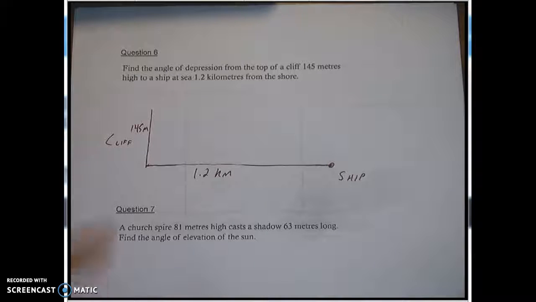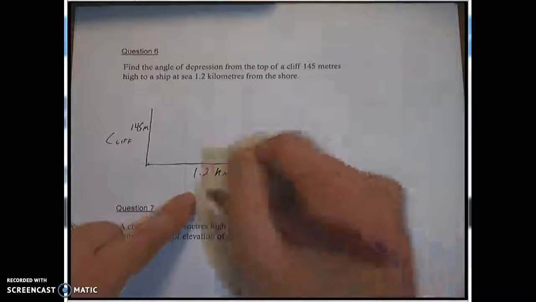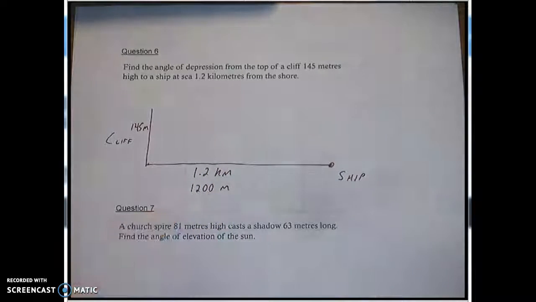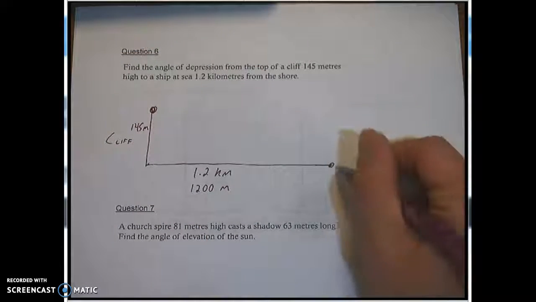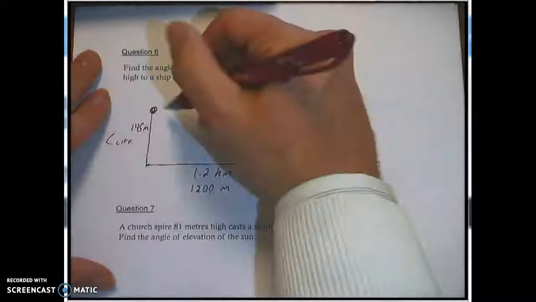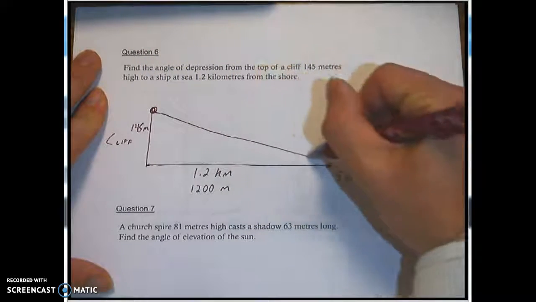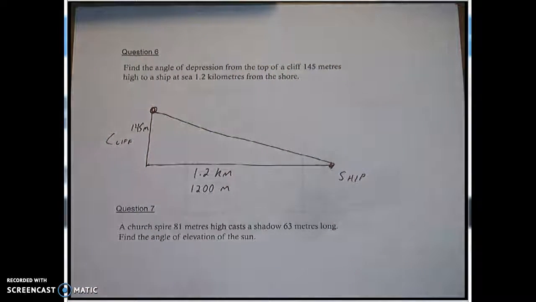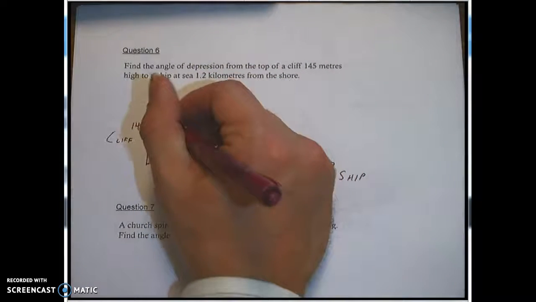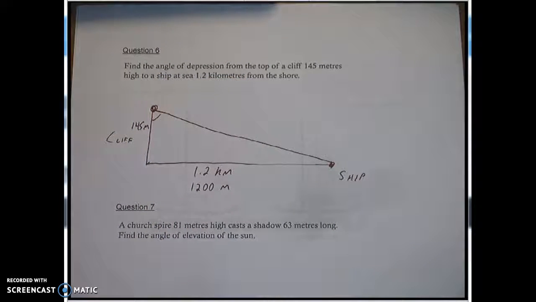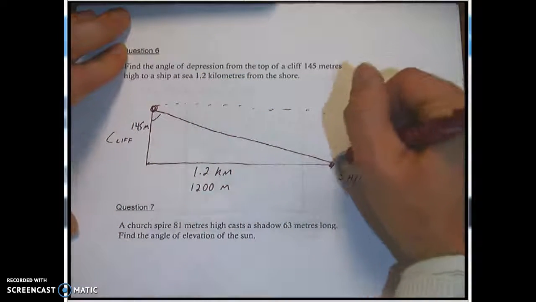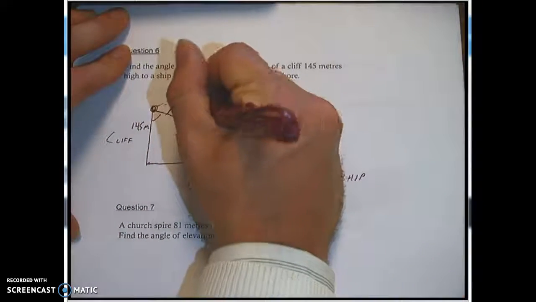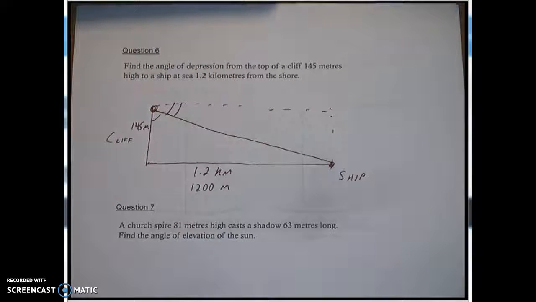First thing I notice here is that my units aren't the same. 1.2 kilometers is 1,200 meters. And we're supposed to find the angle of depression from the top of this cliff to the ship. So if I just connect these, I've made a right triangle here, but the issue is that most people want to say the angle of depression is right there. It's actually not. What you need to do is imagine that there's another right triangle going straight across here and here. The angle of depression is actually this one right here. That's the angle of depression. That's the one we're trying to find.